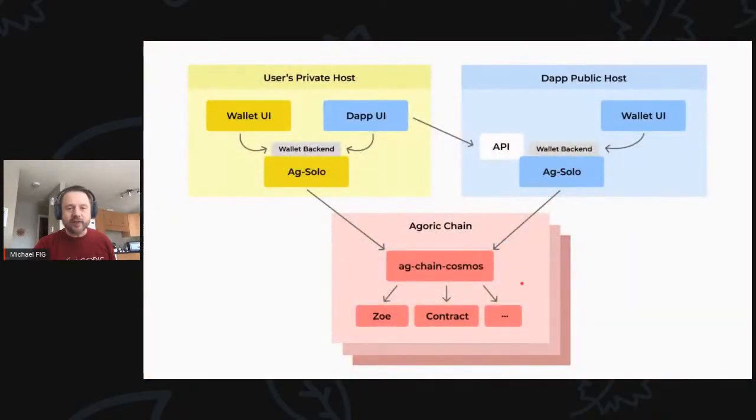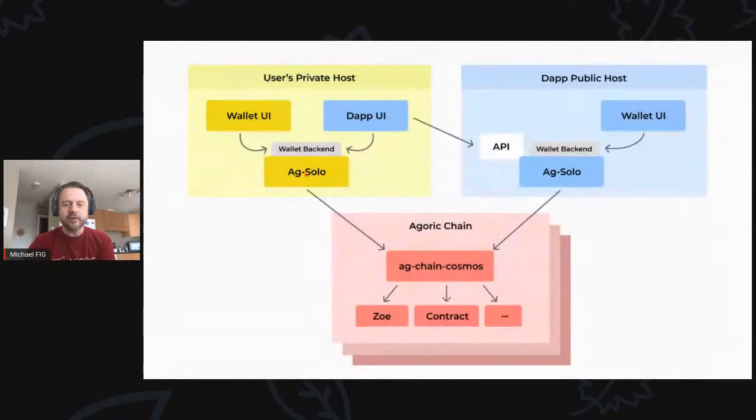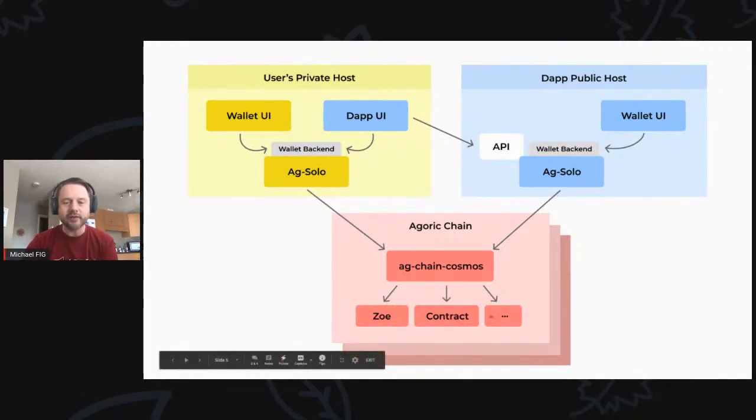So this is confusing, so let's look at a diagram. Basically here, in the yellow box, we have the user's private host, their own computer. And in the blue box, we have a dApp public host, which is a server somewhere on the internet. And in the red box, we have the Agoric chain. So the user's private host has an AgSolo, which is the Agoric VM. But it's not running the chain software. It's just connecting to the chain. That's where AgChain Cosmos is running on each of these validators, these multiple validators. And on the chain, we have a deterministic replicated environment where we have Zoe and contracts and other kinds of services provided by the chain.